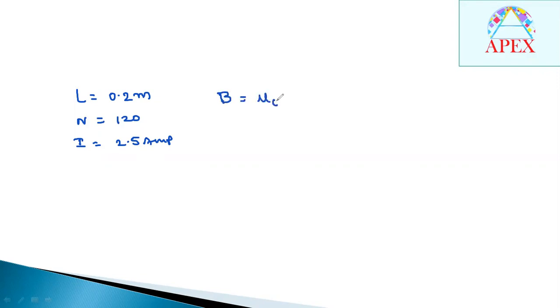What is the general formula we have for magnetic field due to a solenoid at the interior part? That is mu naught n i. In place of mu naught, you can write 4 pi into 10 power minus 7. In case of n, n means number of turns per unit length. 120 is the total number of turns. Per unit length, you have to write 120 by 0.2 into current 2.5. Then calculate this. So 1200 by 2, this will be 600. And 4 into 2.5 will be 10 only.